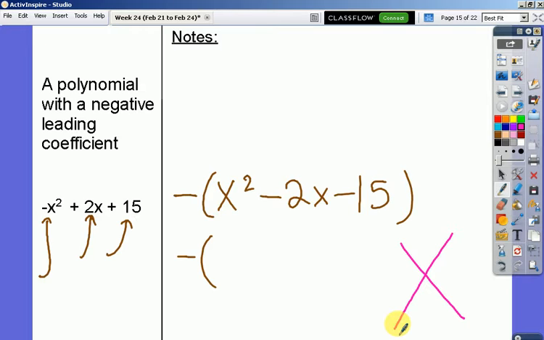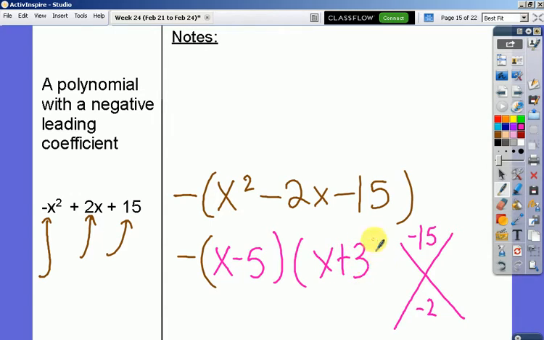So I'm going to ask myself again, what multiplies to negative 15 and adds to negative 2? So it has to be, the bigger number has to be negative. So negative 5 and 3. Those are the two numbers.